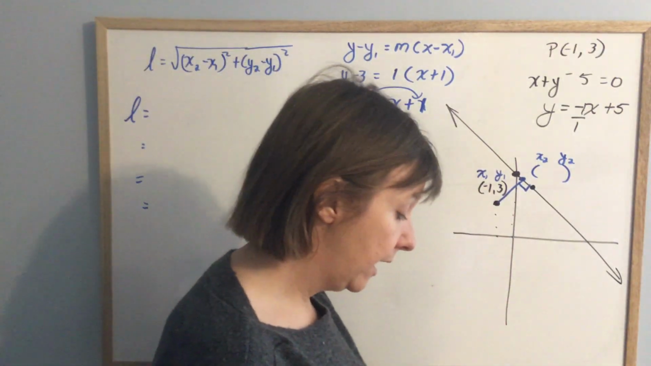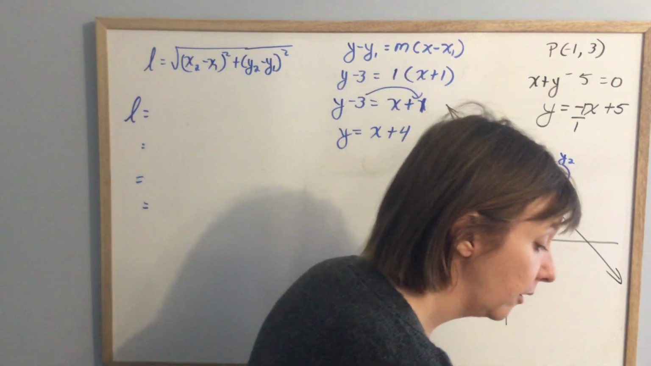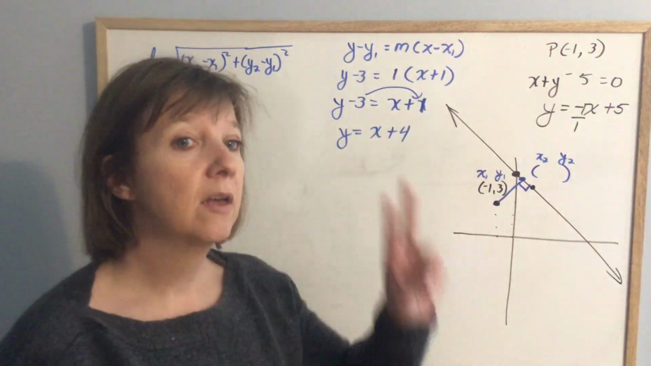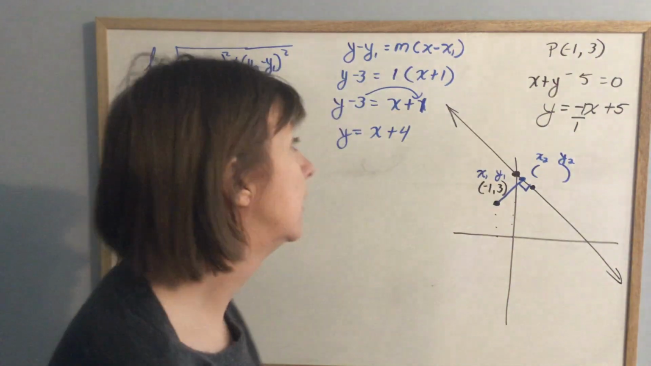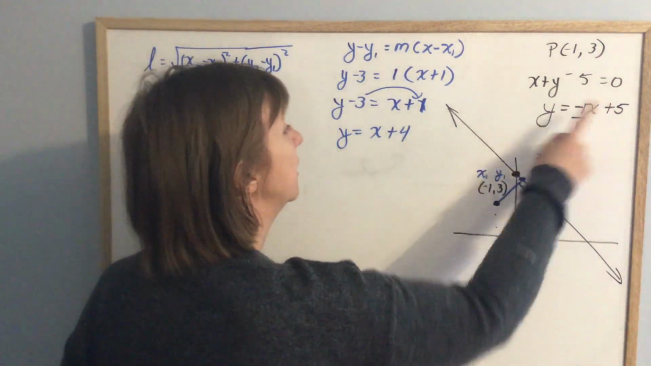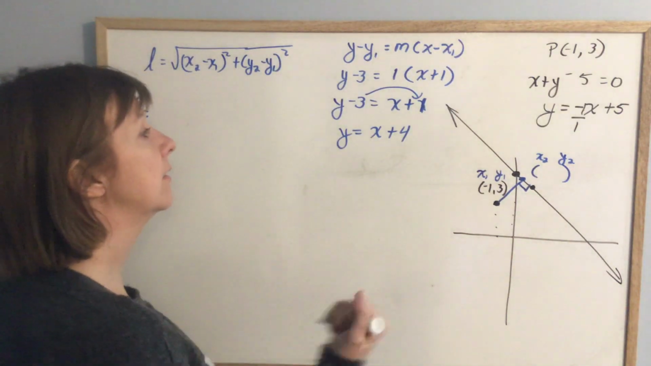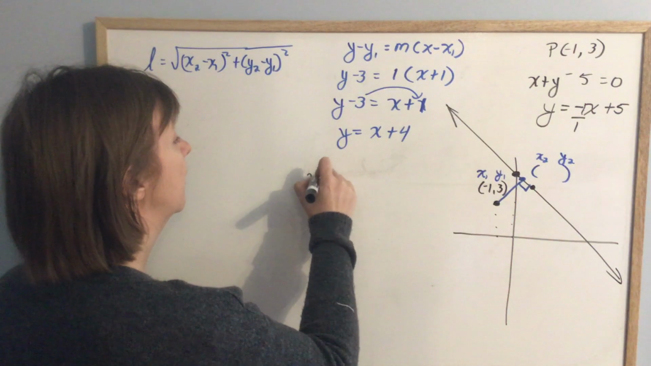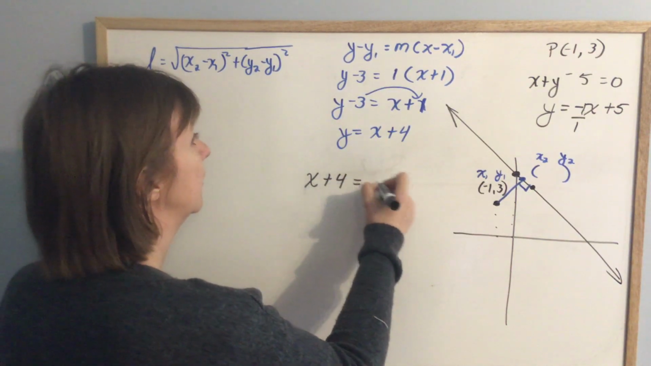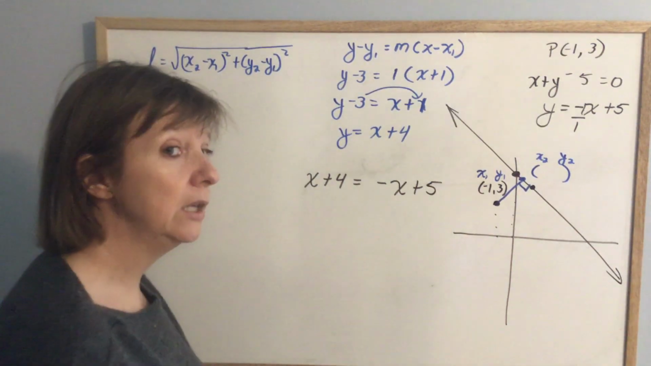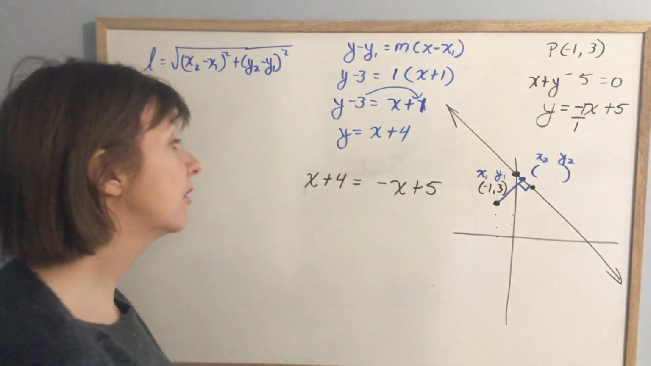So now, step number 1, find the equation of the blue line. Done. Step number 2, if y is equal to this, and y is equal to this, that means that those two equations are equal to one another. So that means that x plus 4 is equal to negative x plus 5. I make them equal to one another and I solve.